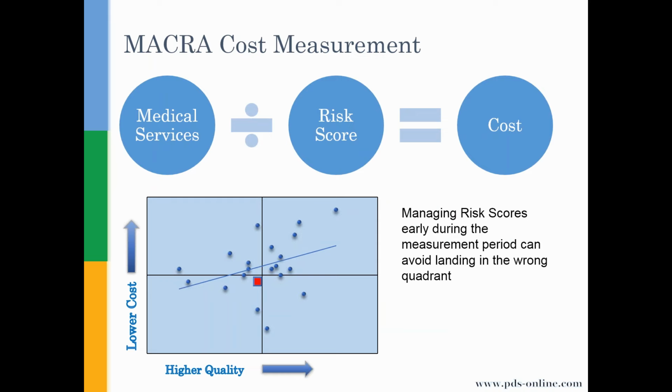So the MACRA cost measurement can be broken down into a couple different steps. There's the medical services that are provided, and you may be responsible for the physician component of that. You may be responsible for the total cost of care for the patients, including such things as ancillary services, laboratory services, pharmaceuticals, inpatient care, outpatient care. When you add all of those medical services together, then a risk score is applied to the cost, so that your cost as measured under the MACRA program is actually a risk-adjusted cost.